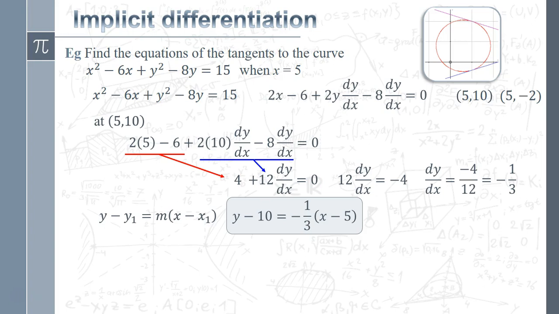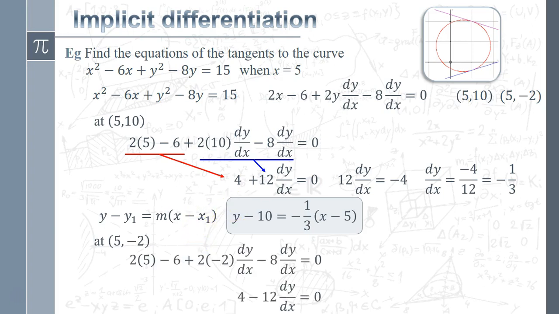Let's do exactly the same now at (5, minus 2). So we've got exactly the same principle. Bang in the numbers, do a bit of tidying up, and then a bit of rearranging to make it say dy dx equals, and we see dy dx equals positive 1/3 this time. Therefore the equation of our other tangent is y plus 2 equals 1/3 bracket x minus 5, and there you go, problem solved.